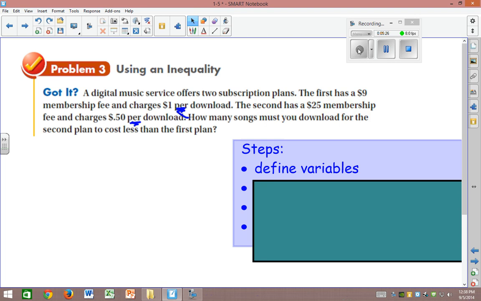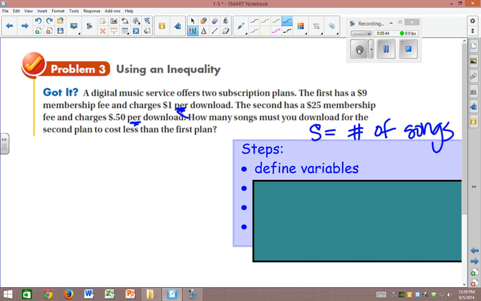So what don't we know? We got to define some variables. We don't know how many downloads we're gonna get, just songs. Yeah, that's what I was gonna say. So good thing you read my mind. What letter do you want to use? S. S is terrible to use. All right, D for downloads. S looks like 5. Yeah, you're right. Okay. D looks like a backward 6.